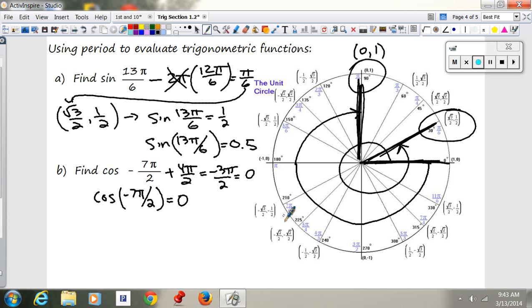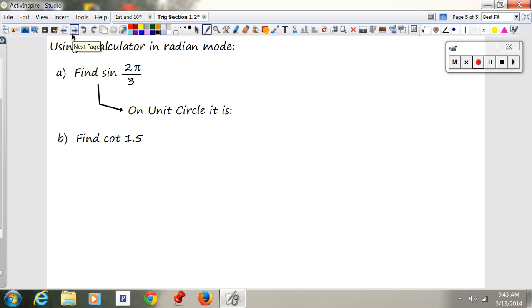All right, we have one last slide. It's pretty quick. It's just a calculator one. So you guys good here? Okay, so using a calculator in radian mode, you should already be in radian mode, hopefully. I want you to plug in your calculator. Now, before we do it, let's look at the unit circle. Where is 2 pi over 3 on your unit circle? 2 pi over 3 is what coordinate? Negative 1/2, comma, radical 3 over 2.